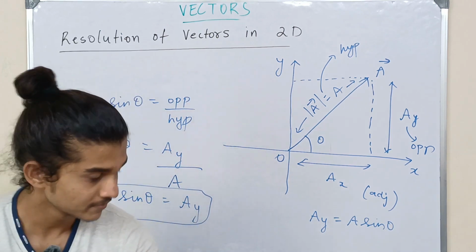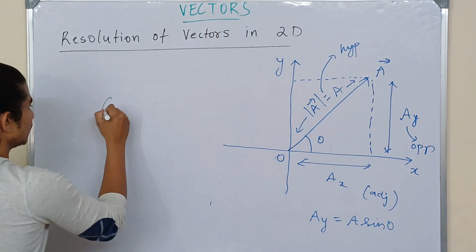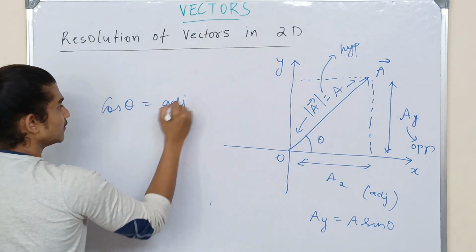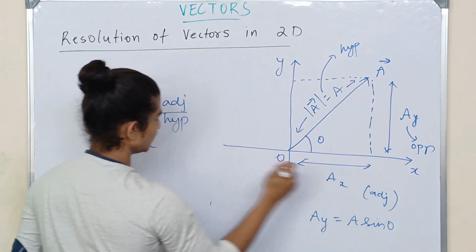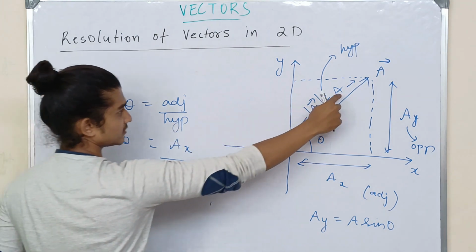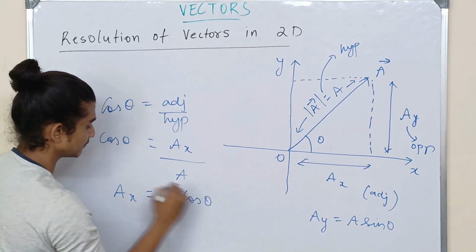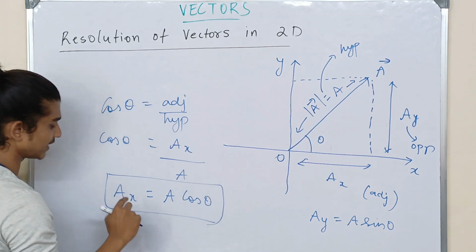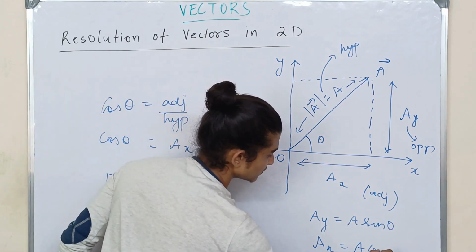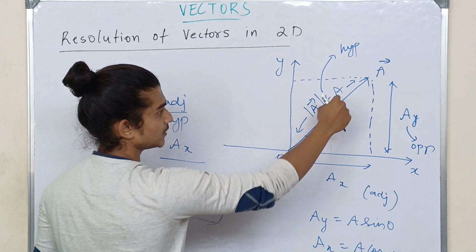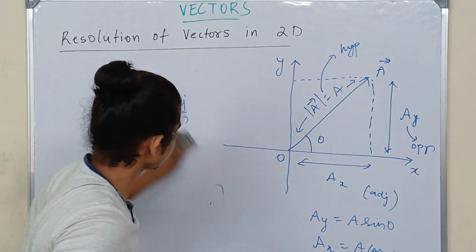Similarly, if I do cos theta, cos theta equals adjacent by hypotenuse. So cos theta equals the adjacent side, this ax, divided by hypotenuse A, and ax is going to be A into cos theta. Same math. So I got my ax value as A into cos theta. So ax equals A cos theta. Remember, A is equal to the magnitude of A, or simply I can write it as A to avoid writing it every single time. So this was my particular conclusion.